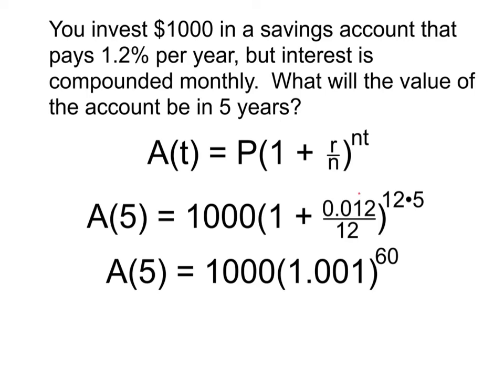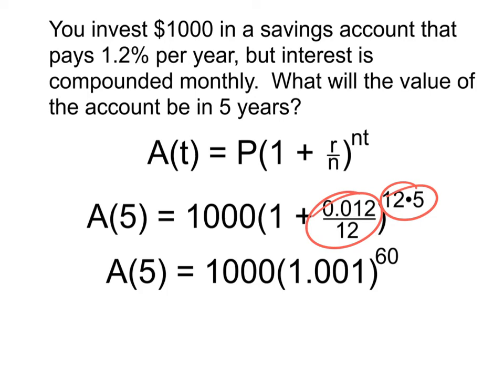Now, between dividing it by 12 here and multiplying it by 12 here, what do you think? Are we going to end up with a bigger number or a smaller number than if we had just compounded once a year? Well, we're going to answer that question in just a moment. But first, we need to know, what does this actually give us?